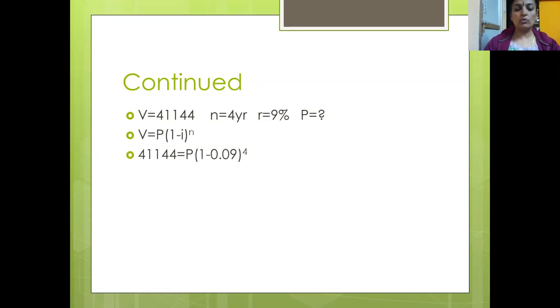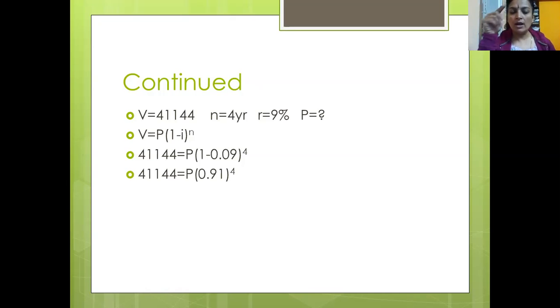So we have to put the value of V, 41,144. P is not known, so we put it as P only. 1 minus I, how much? 9%, that is 0.09, raised to the power of n. n is given, that is 4 years. Here our interest is to calculate P. 1 minus 0.09 is 0.91, raised to the power of 4. That is our task now: 0.91 raised to the power of 4.